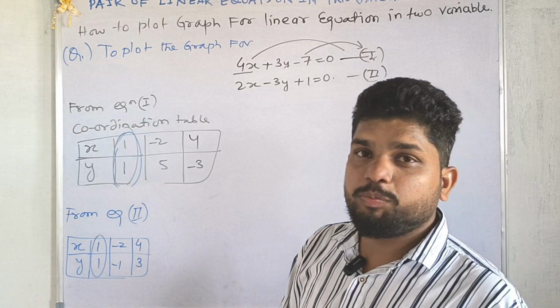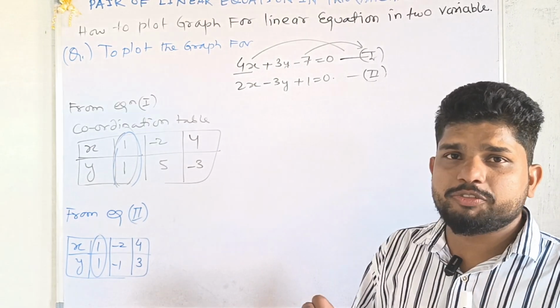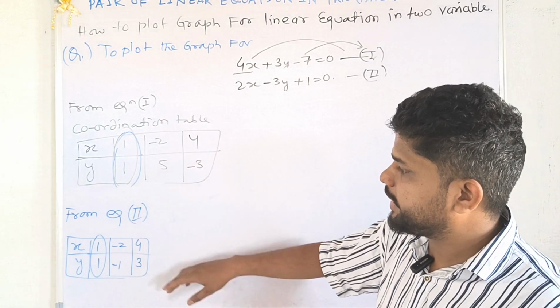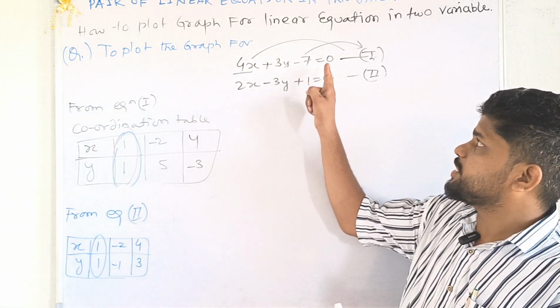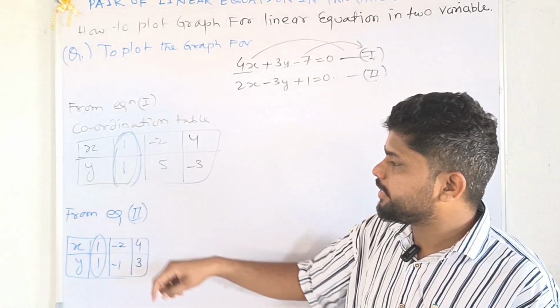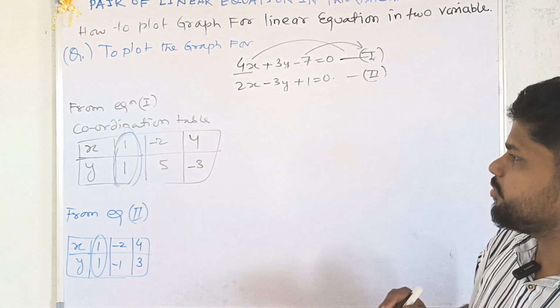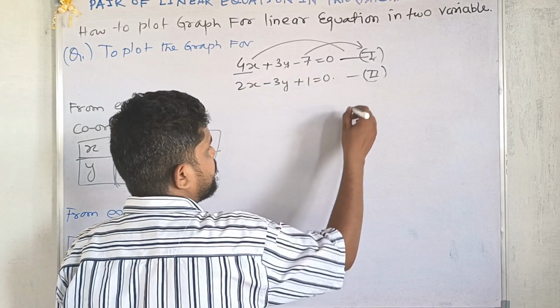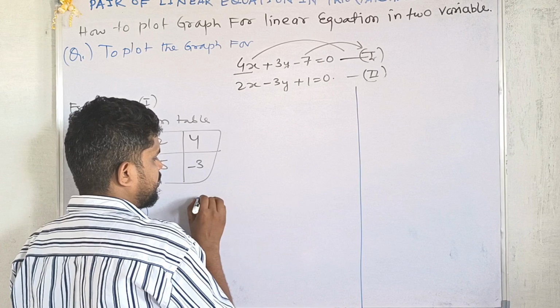Now dear students, we will plot the graph. One thing is very much clear from the coordinate table, that the lines for this equation and this equation will be intersecting at the coordinate (1, 1). Okay, so (1, 1) is where they will intersect. So I am just trying to make a rough graph for you.